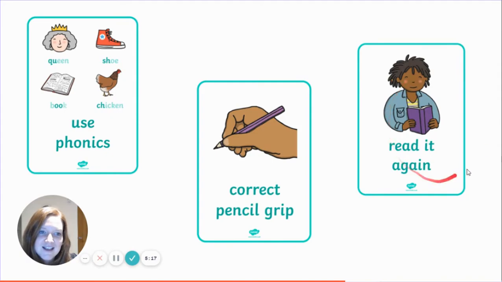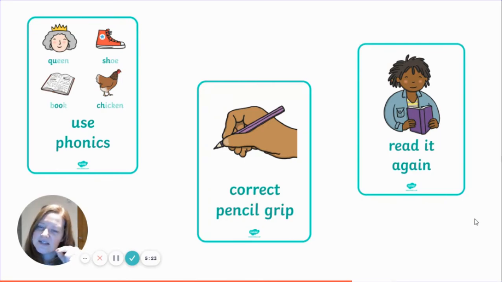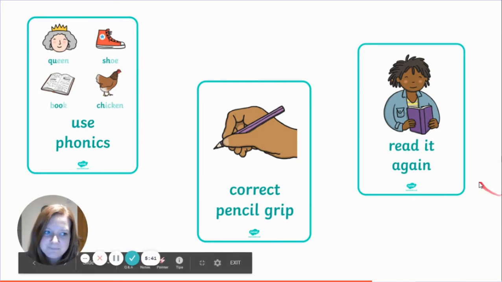And this on the end says read it again. It's a bit like when we're reading our reading books. We read along the sentence, sound out the words, get to the end, and then we go back and we reread our sentence to make sure that it makes sense and we've read all of our words. And writing is the same. So you write your sentence and then you need to go back over to read it to make sure that your sentence makes sense so that the person reading it can read what it says.